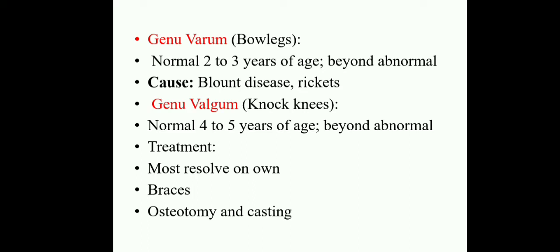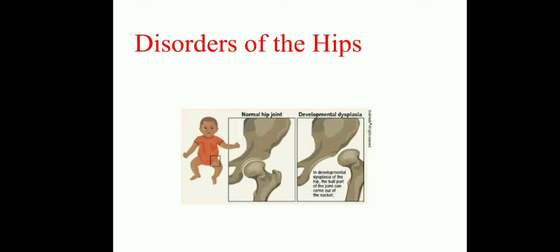Genu valgum is knocked knees. Normally in the 4 to 5 years age group we will rule it out; beyond that it is abnormal. The treatment is mostly bracing, and braces are also needed for knocked knees. Osteotomy and casting are needed for children who have knocked knees. That is about the disorders of feet and legs. All of you clear? Next are the disorders of the hip.